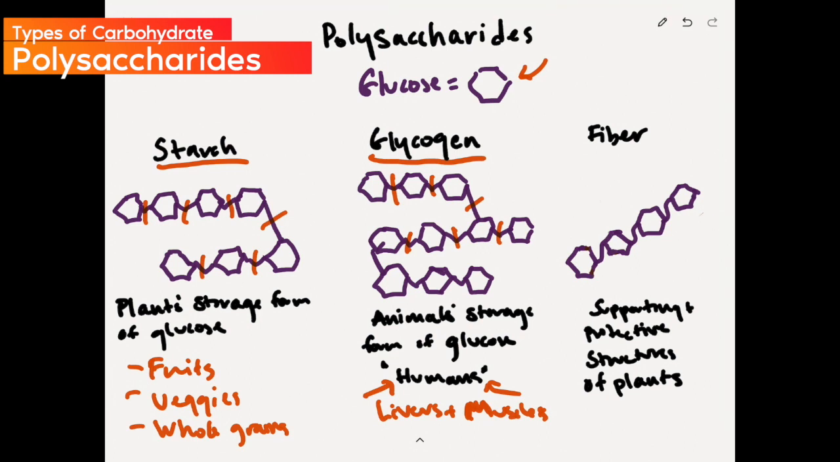Our last polysaccharide is our fiber. And fiber looks pretty different than the starch and the glycogen. The difference that I want you to know is in the bond. And the bonds are kind of in an S form rather than this V form. And this type of bond indicates that they're bonded differently. And the issue with that is that human enzymes cannot digest these bonds.